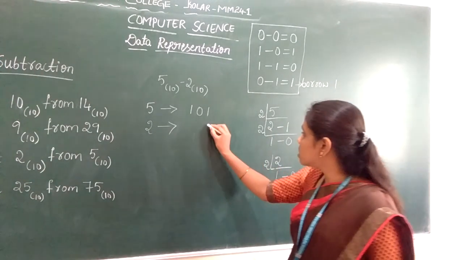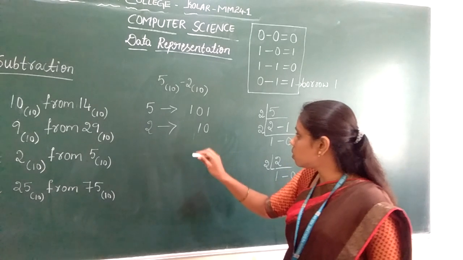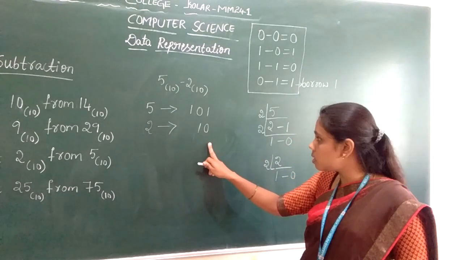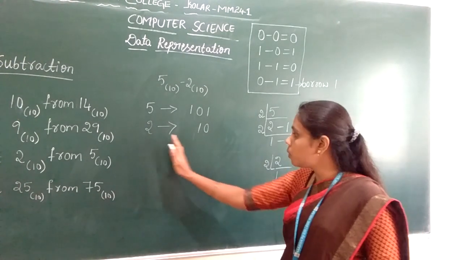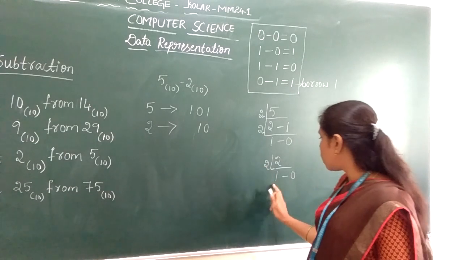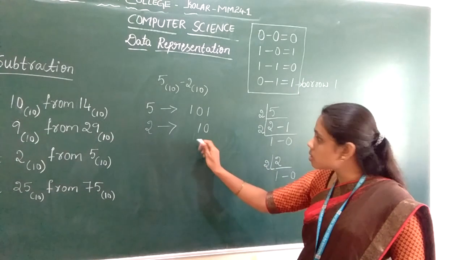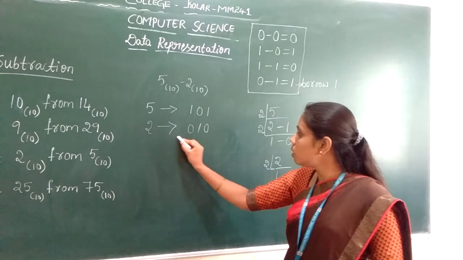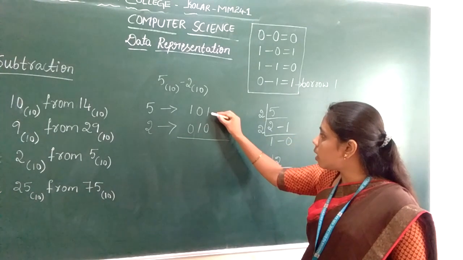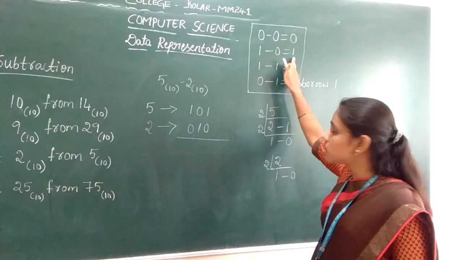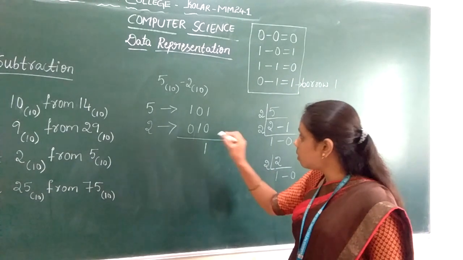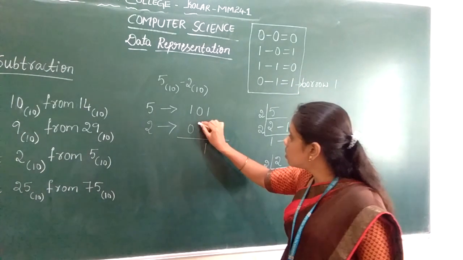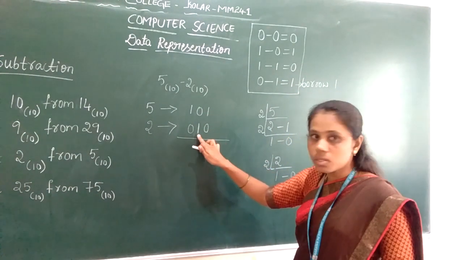Now I will write from this side 0 and 1. Since we have only 2 digits here, I will start from right to left, and that is 1 0. 1 0 can be written like this, and here we have nothing, so we can place 0 for our reference. Next 1 minus 0. 1 minus 0 is 1. See here we have 0 minus 1.